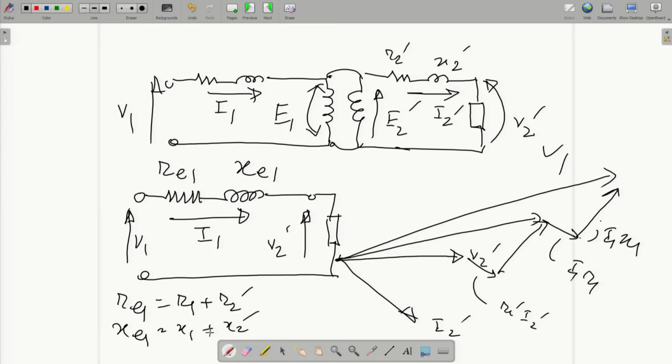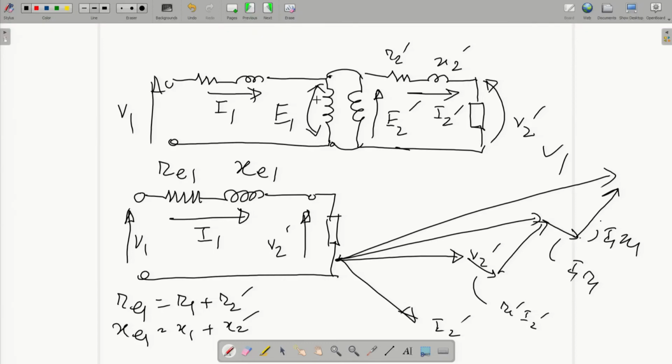So what is the advantage here? The advantage is that the whole of primary and secondary, you can club into one resistance and one reactance, and then you can make a very simple equivalent circuit. Probably you are thinking where will the shunt branch go, because the shunt branch was somewhere here, right? For the shunt branch, you can consider it somewhere here.